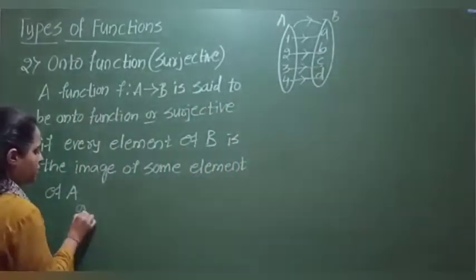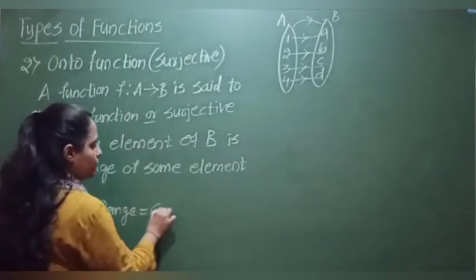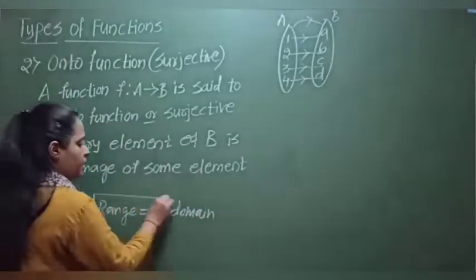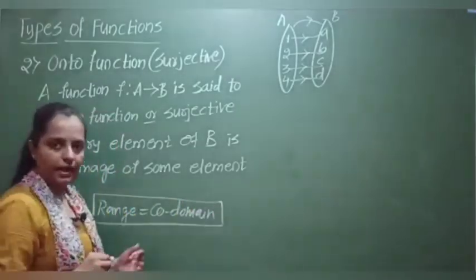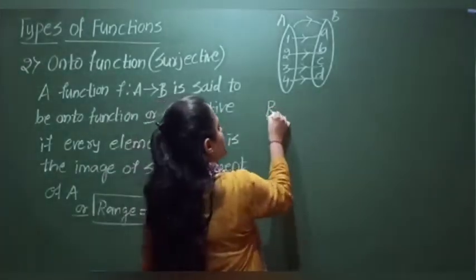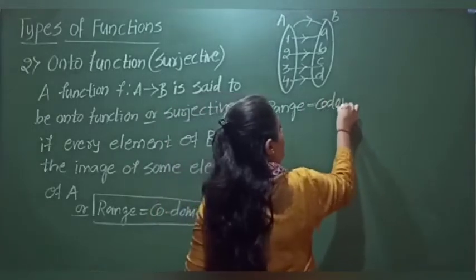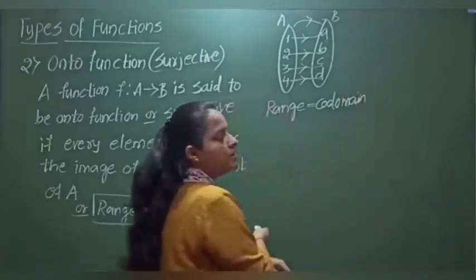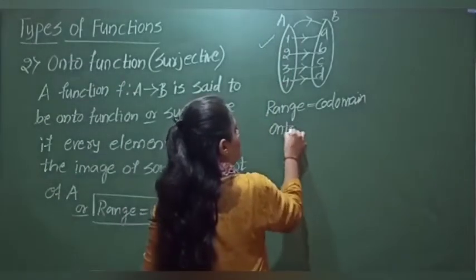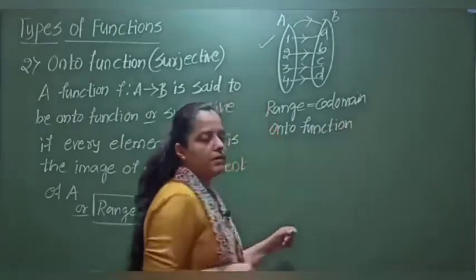Or in general, another definition: range must be equal to codomain. If range is equal to codomain, then that function is an onto function, right? So range is equal to codomain here? Yes. So that time the function is called an onto function. Got it? If it is not onto, we call it an into function, right?